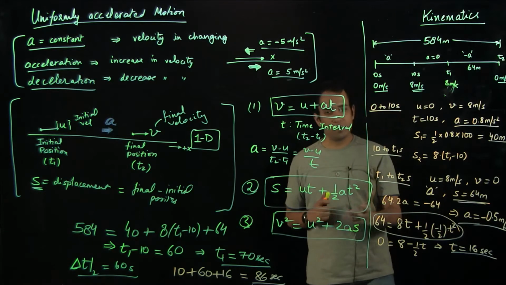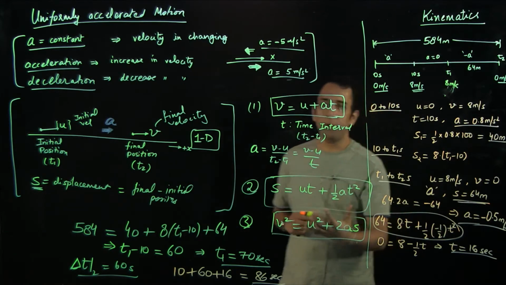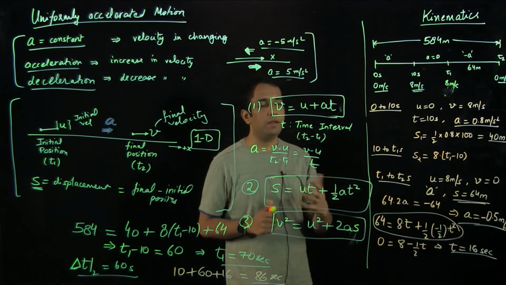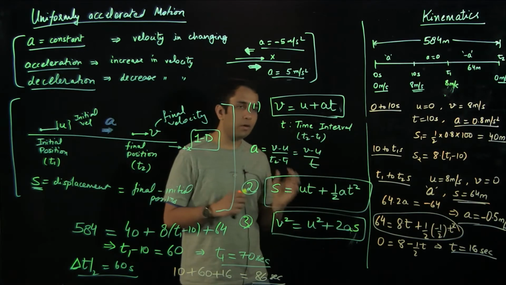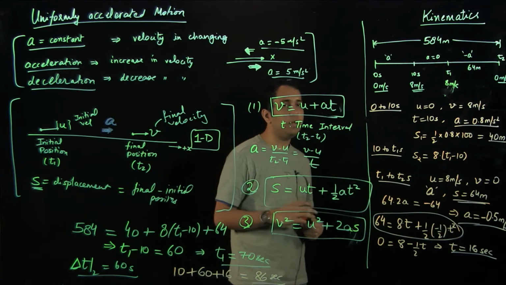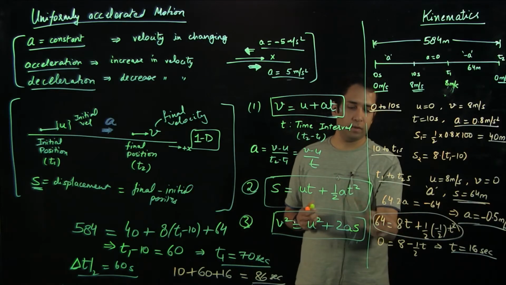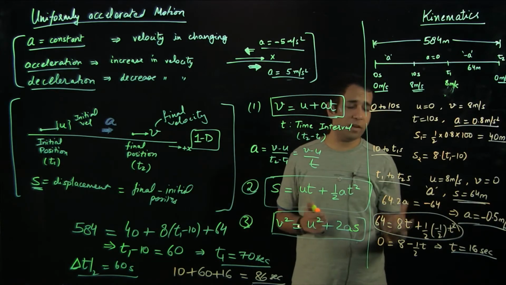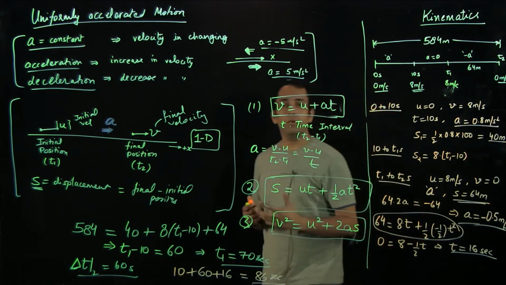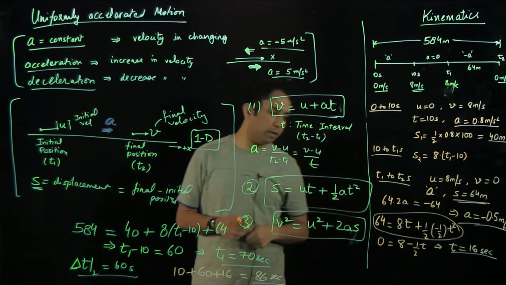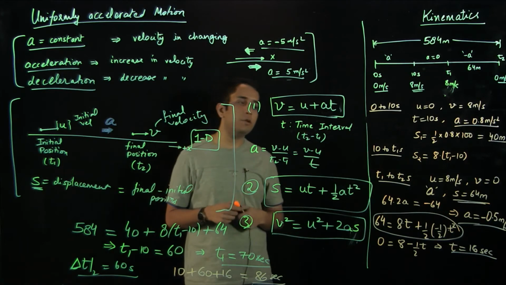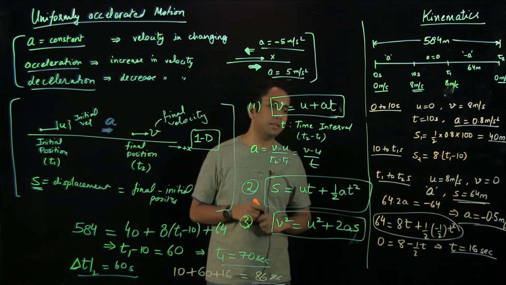And we also saw that it might not be useful to apply all the equations blindly, because one equation can be more easily applied than the other. Like in this example, we just saw that the second equation was giving us two answers for the time interval, while using the first equation gave us a very straightforward answer of 16 seconds.